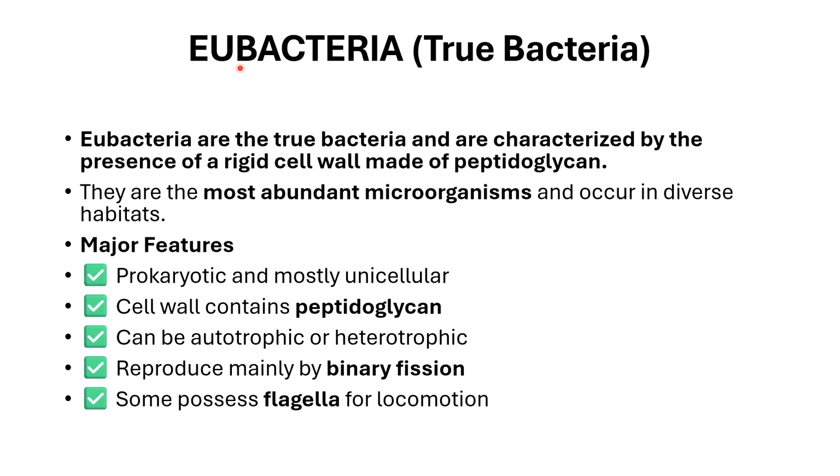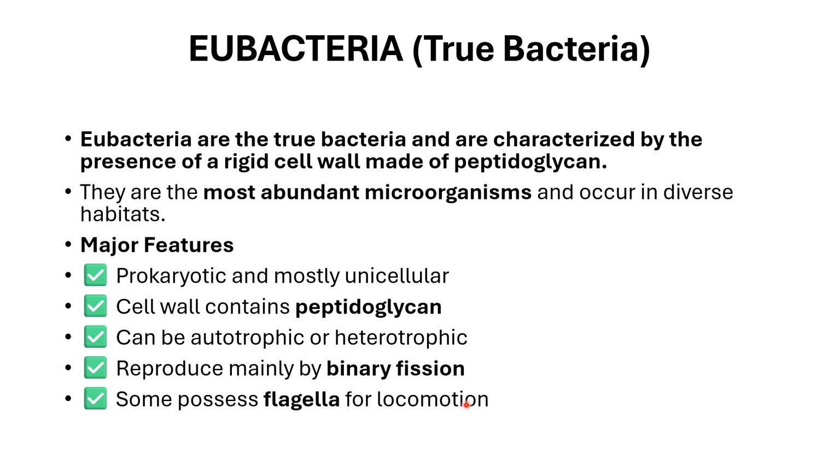Discuss about the second category of the organisms under Monera, that is the Eubacteria. Here the word Eu means true, so Eubacteria means true bacteria. What are the characteristic features? Look, all the Eubacteria come under Monera, so they are prokaryotic and mostly unicellular. Second point is they have a rigid cell wall, and that is made up of peptidoglycan. Okay. Now, if the bacteria is motile or it can move, then it possesses a flagella for locomotion.